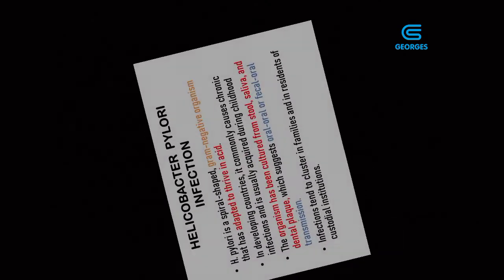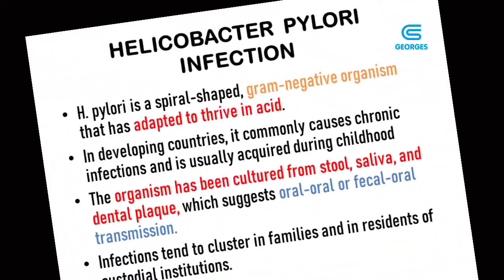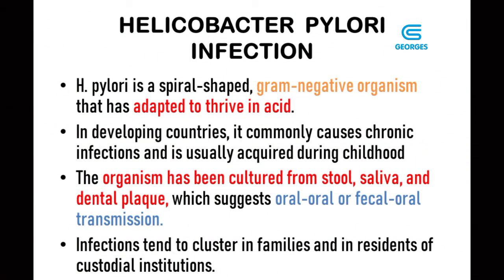H. pylori is a spiral-shaped, gram-negative organism that has adapted to thrive in acid conditions. In developing countries, it commonly causes chronic infection and is usually acquired during childhood. The organism has been cultured from stool, saliva, and dental plaque, which suggests oral-oral or fecal-oral transmission.